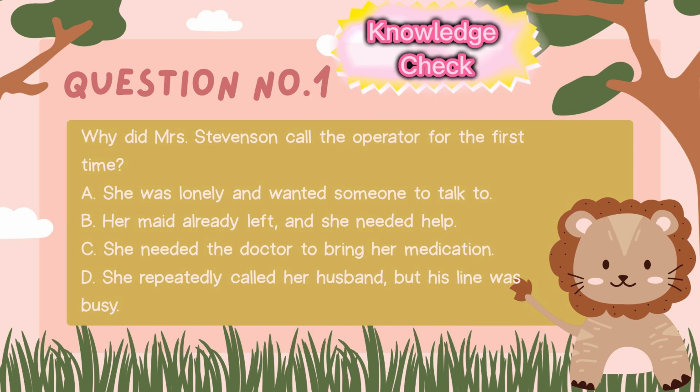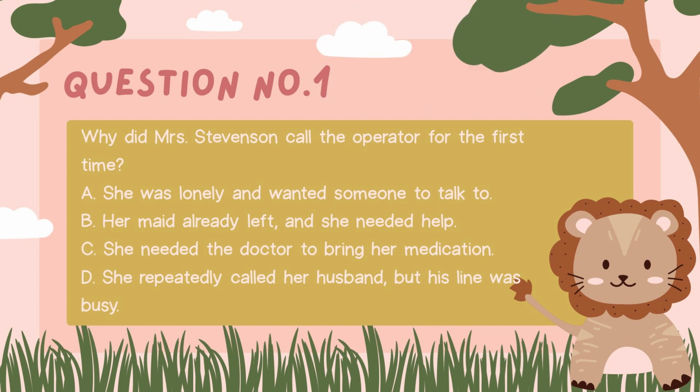So, my dear English learners, I hope that you have understood the radio play entitled Sorry, Wrong Number by Lucille Fletcher. It's time for you to use your paper and pen to choose the letter of the correct answer. How much have you understood with the story? This is question number 1. Why did Mrs. Stevenson call the operator for the first time?